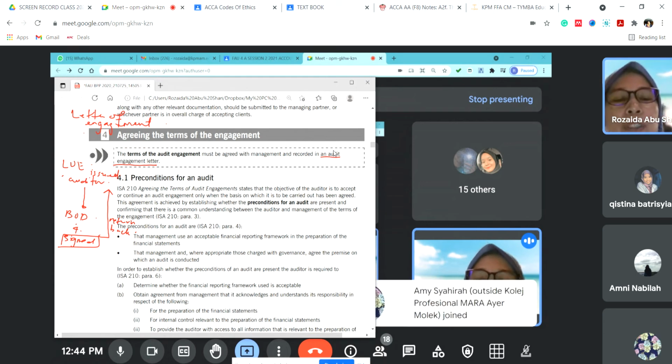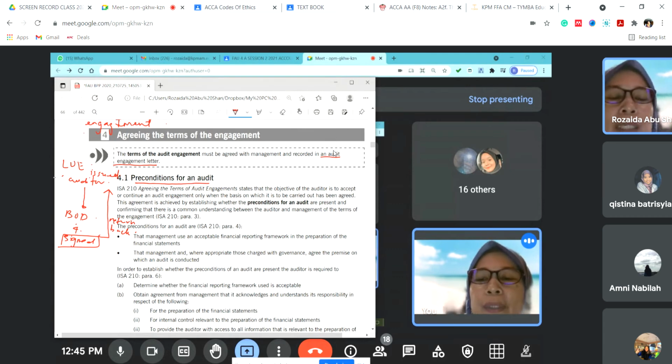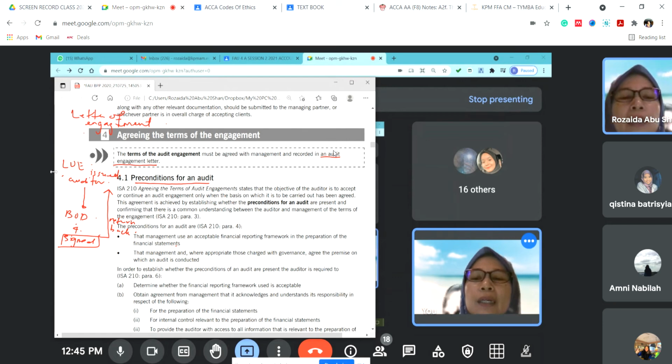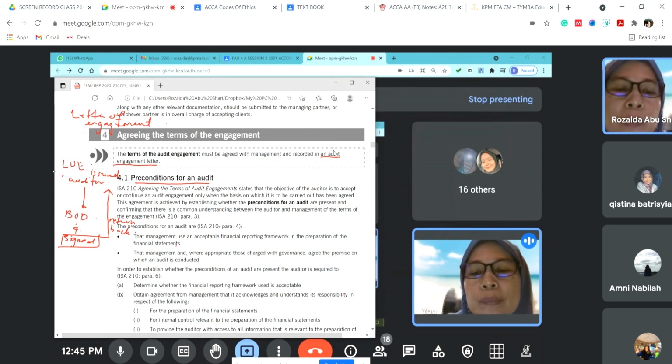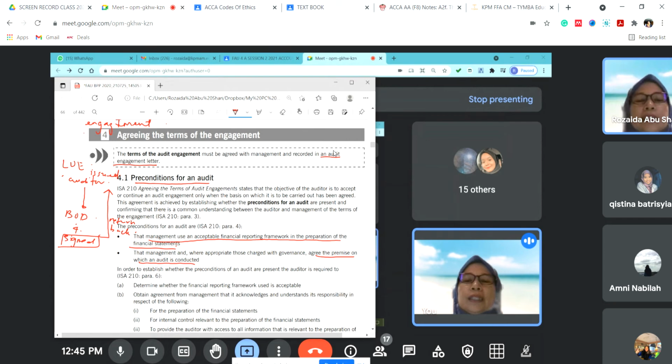There are two situations here. One is the precondition of an audit, confirming that there is a common understanding between auditor and management of the terms of the engagement. The precondition includes that management uses an acceptable financial reporting framework in the preparation of the financial statements. Second, management and, where appropriate, those charged with governance agree the premises on which an audit is conducted.